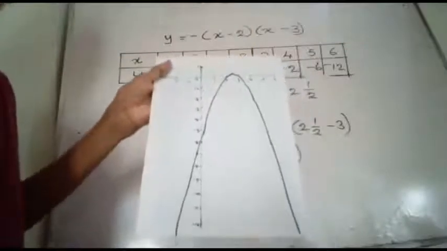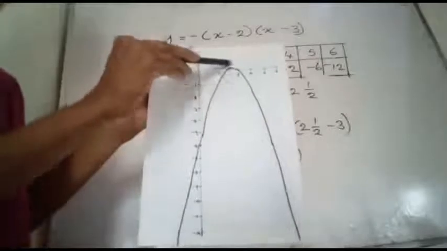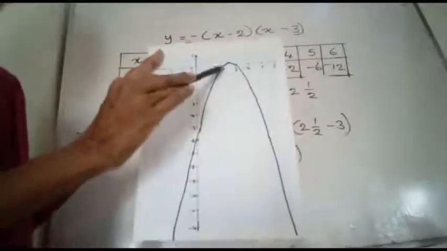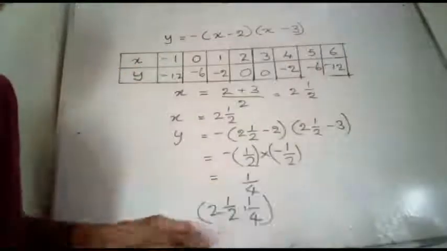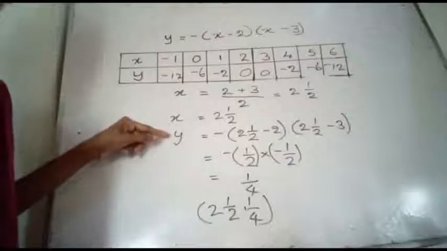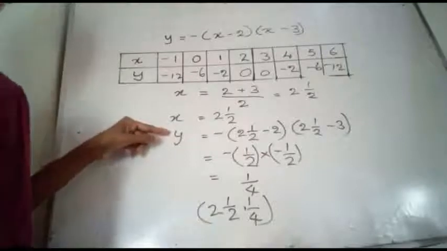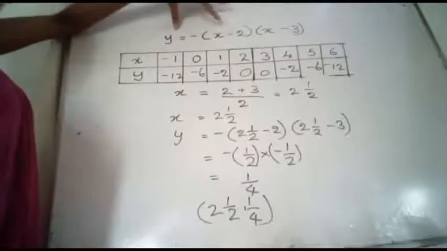The equation of the axis of symmetry is x equals 2.5, here (2 plus 3) divided by 2, which is 2 and a half. When we find the y value of the maximum point, we substitute x equals 2.5 into this equation.